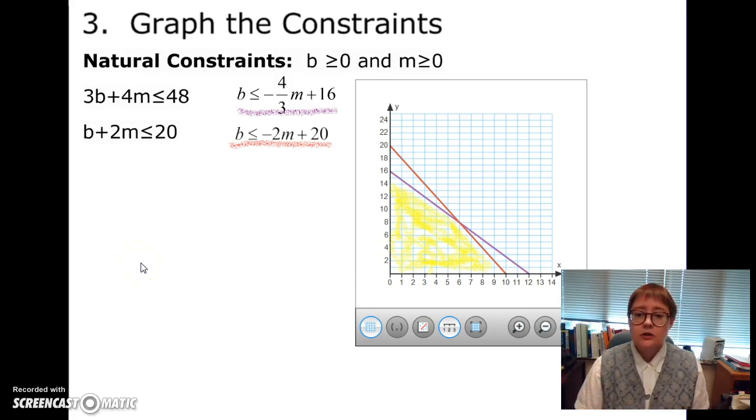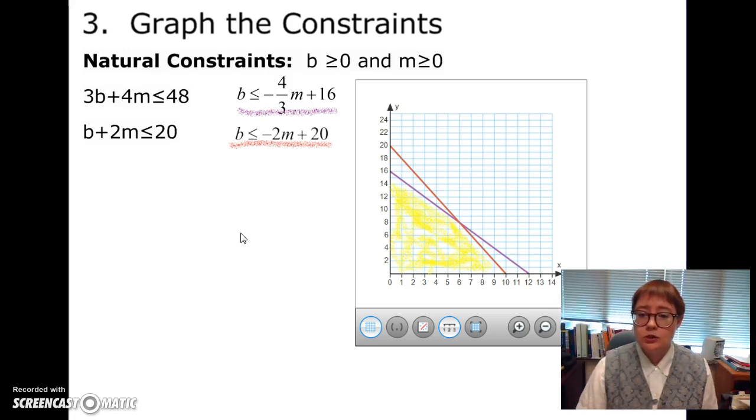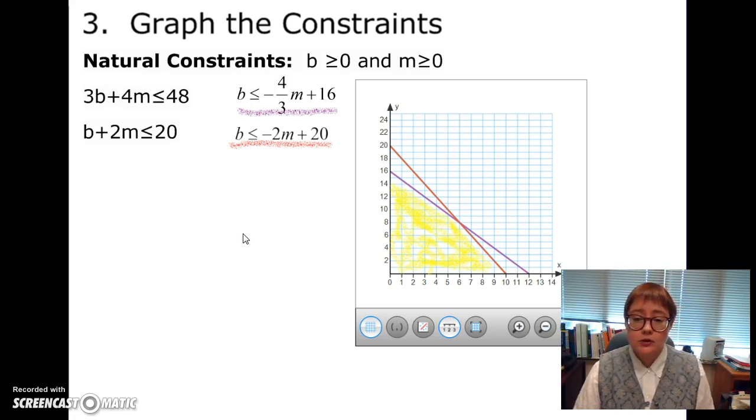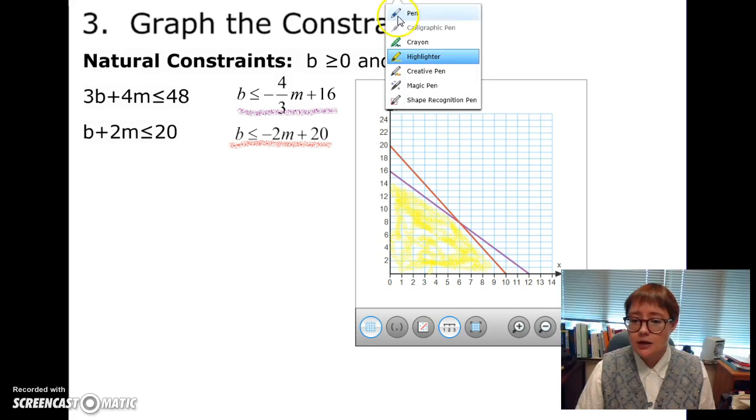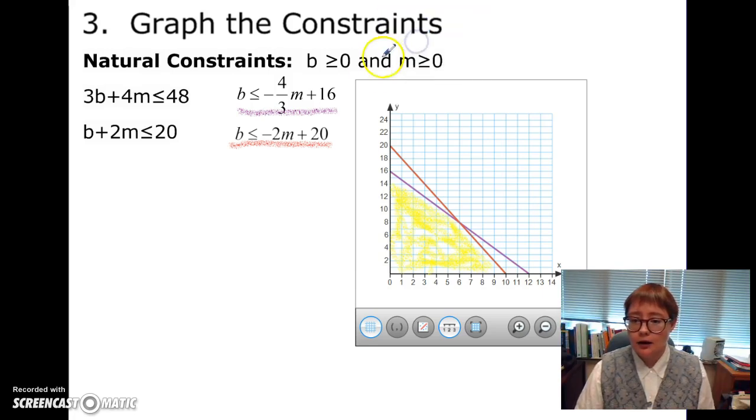Our next goal is to graph our system of constraints. So first we have these natural constraints. B is greater than or equal to 0 and M is greater than or equal to 0. At this point I need to make a choice. Which of these things is going to sit on the horizontal and which is going to sit on the vertical axis? I've decided in my example that I'm going to let the birdhouses be on the vertical axis. So there's B, and the mailboxes get to be horizontal.